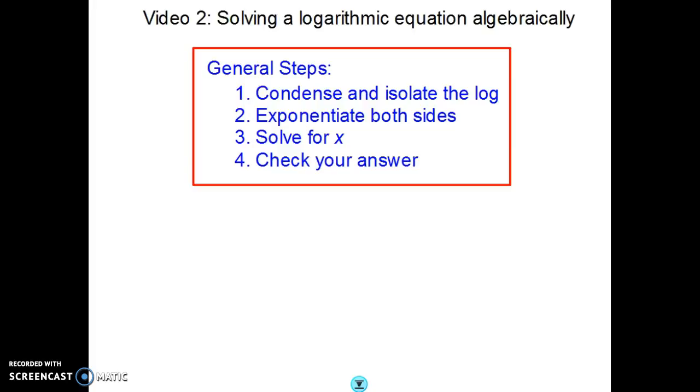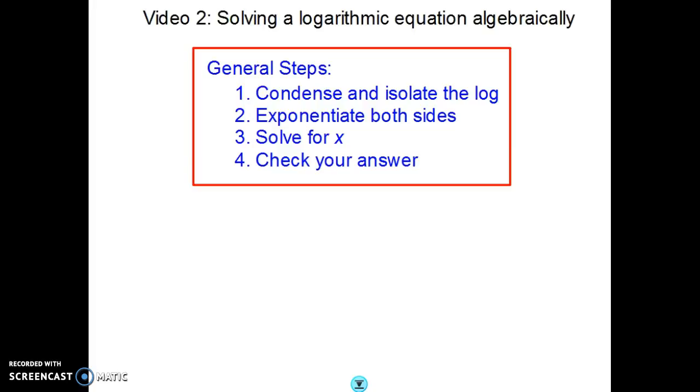Step 2 is to exponentiate both sides. That might sound kind of fancy, but I think you will see when we get to the examples that it's not actually too complicated. Once step 2 has canceled the log for us, step 3 is just to solve for x like we would in any normal equation, and then step 4 is to check our answer.